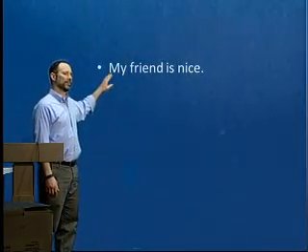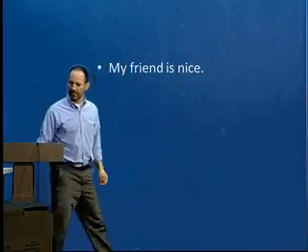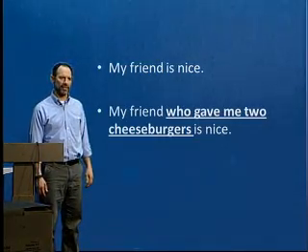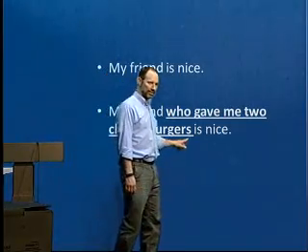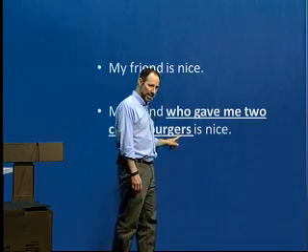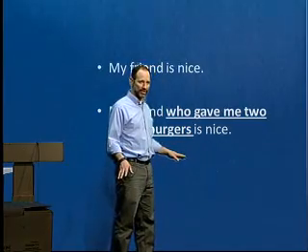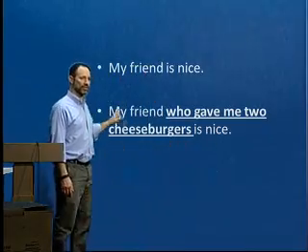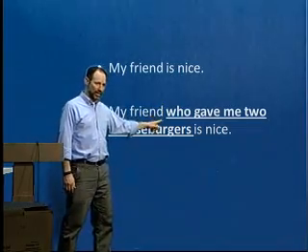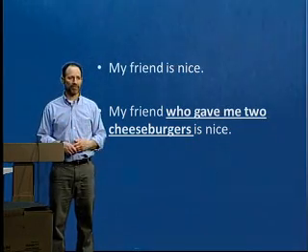Let's try it with the verb be. My friend is nice. Friend is the subject. Is the verb. My friend who gave me 2 cheeseburgers is nice. I have cheeseburgers here, and then is. Some students might see this plural noun here and think cheeseburgers are nice. But we're not talking about cheeseburgers here. Is nice is my friend. My friend is nice. These words that come between the subject and the verb do not change the subject-verb agreement.